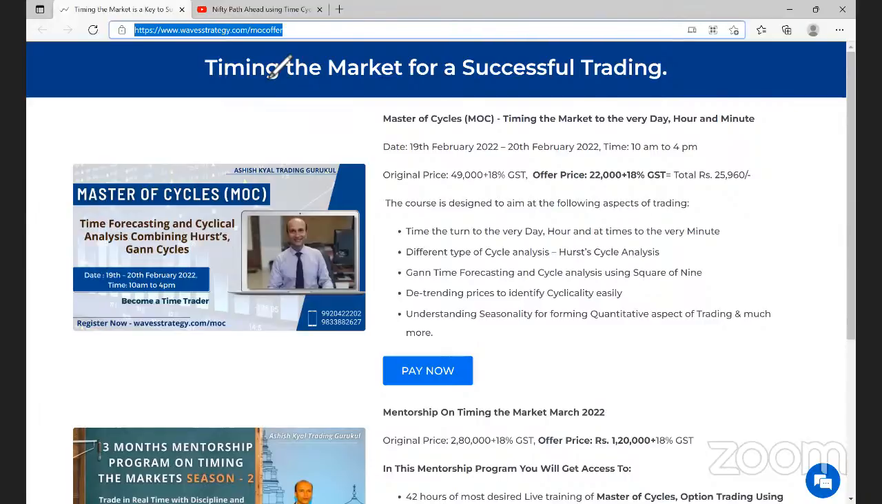What is the date of the 55 days time cycle? Let's just check it on the chart. The 55 days time cycle date. I'll post it on my Twitter handle, Girish, and also on my Telegram channel. So I'll just do that.